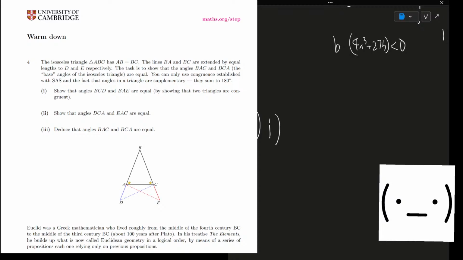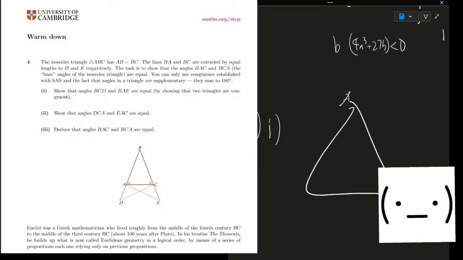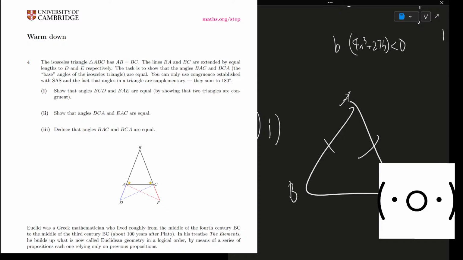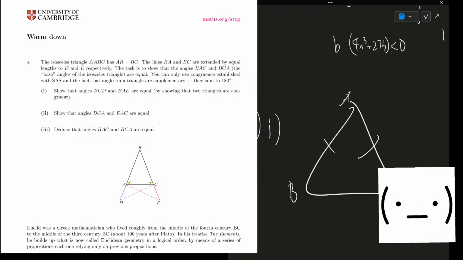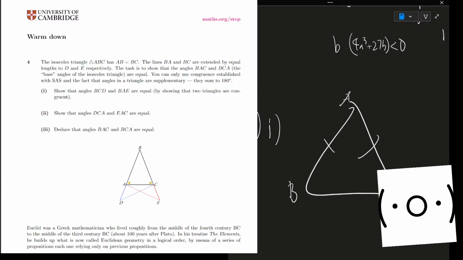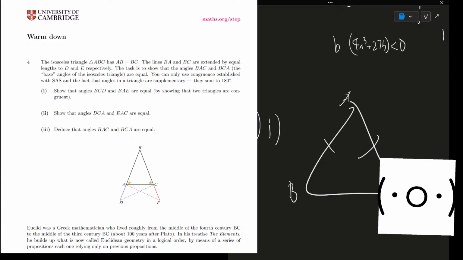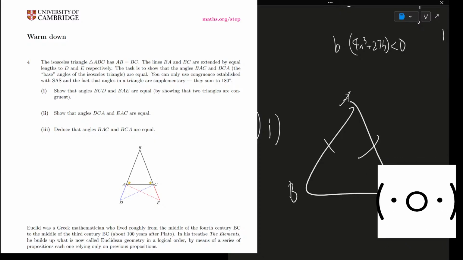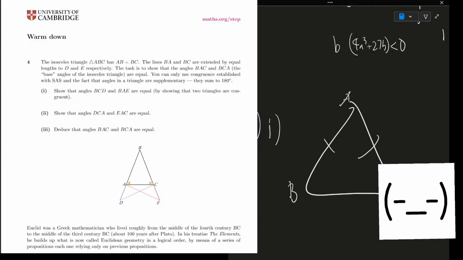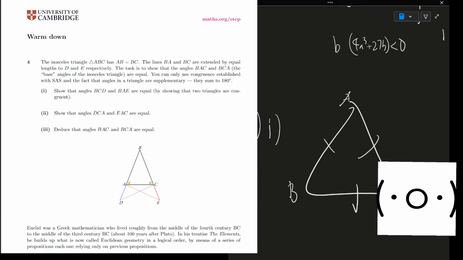So AB equals BC. Yeah, some sleaze. Lines BA, BC extended by equal lengths, DE, respectively. Task is to show that the angles BAC and BCA, the base angles, are quite equal. And I've done it wrong again.